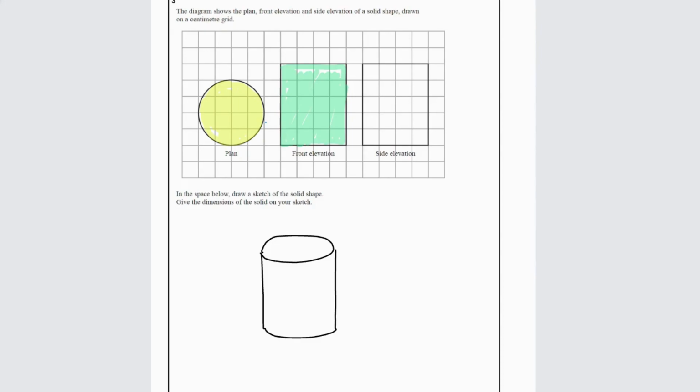And then often people get this right, but they miss this key bit, which is give the dimensions of the solid in your sketch. So we need to know the height, which is given here. It's 5 squares or 5 centimeters, because that's a centimeter square grid. And we should also put on the diameter of the circle. So it's 4 centimeters across there, so we should put that 4 centimeters on. And that's it drawn. It's a sketch, it doesn't need to be perfect, but we had to add on those dimensions as well, otherwise we wouldn't have got the second mark.